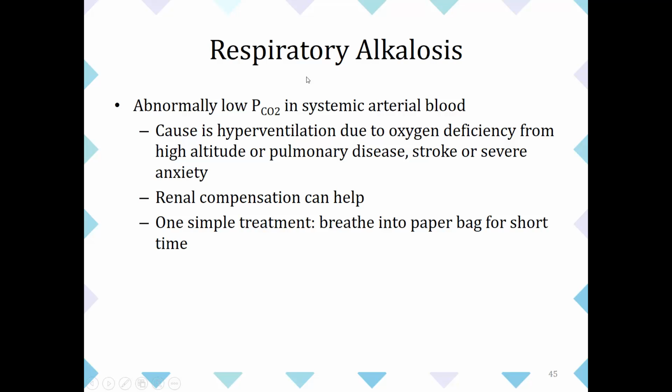Respiratory alkalosis is going to be the opposite, low PCO2. Sometimes this can be hyperventilation, or it can be due to stroke. So when someone's breathing rate increases, they're blowing off too much CO2. And so now we have abnormally low CO2 in systemic arterial blood.